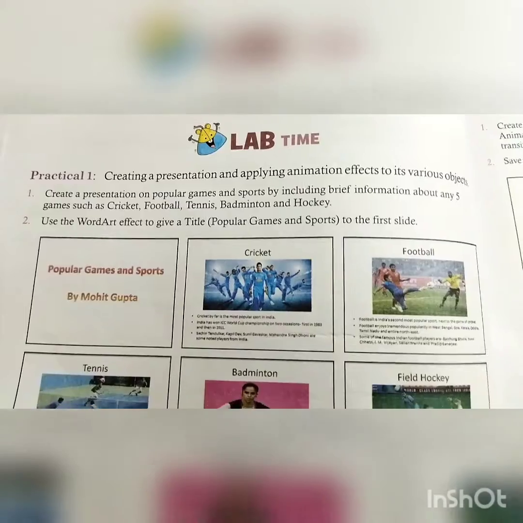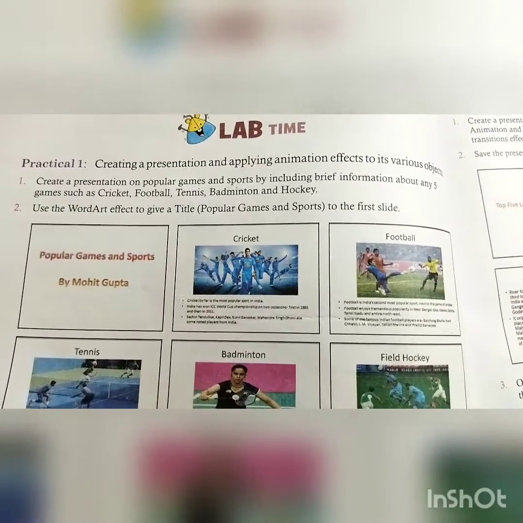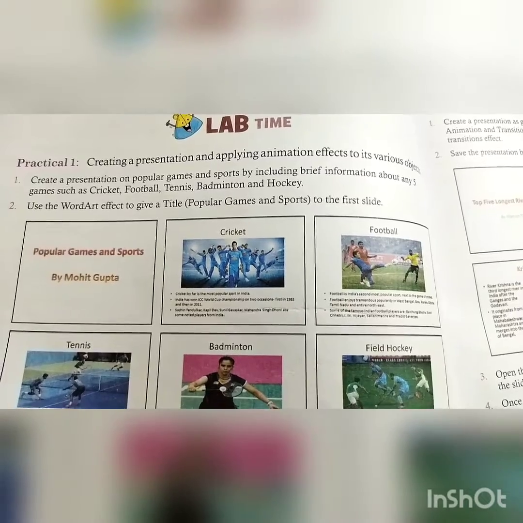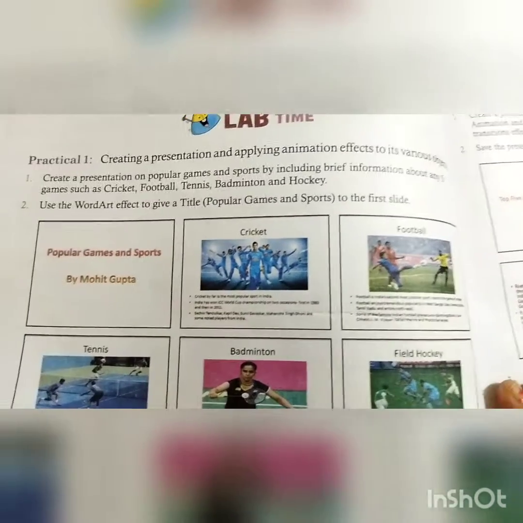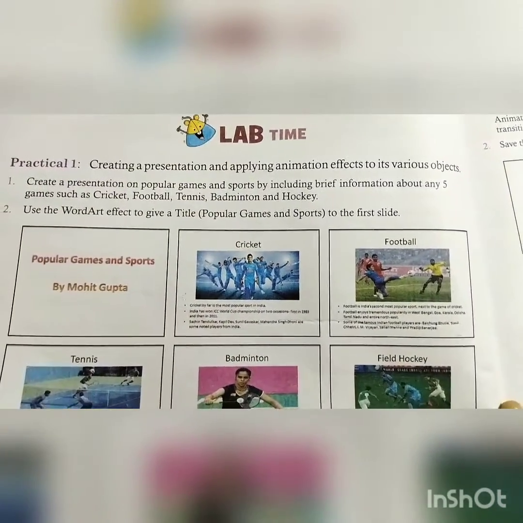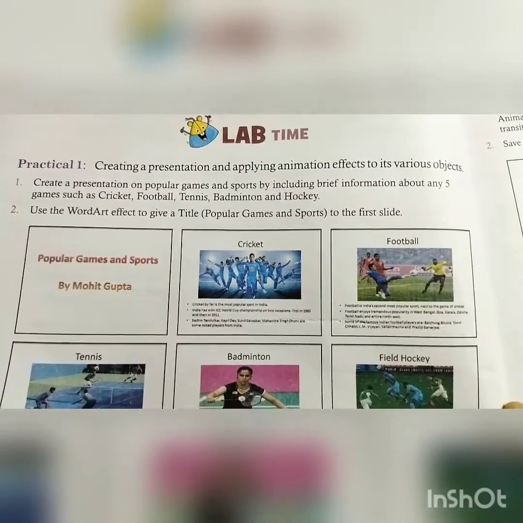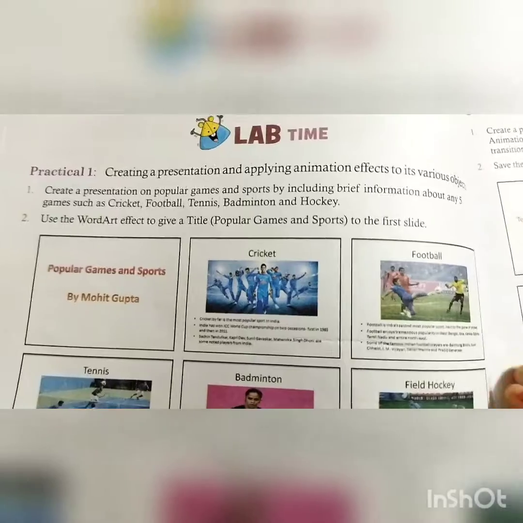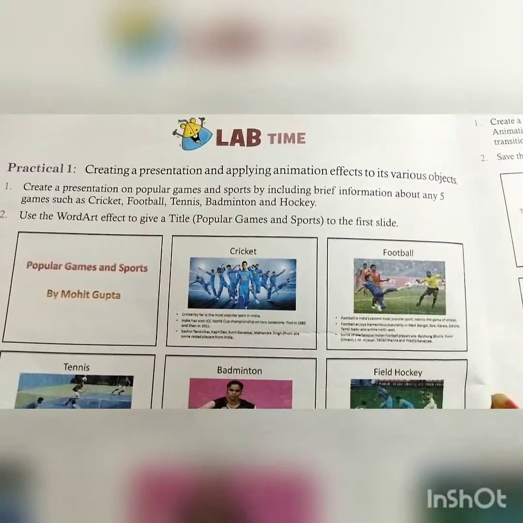Lab time activity. So students, just go through and do practice. The first question is a practical one: creating a presentation applying animation effects to various objects. First of all, you will create a presentation on popular games and sports by including brief information about any 5 games such as cricket, football, tennis, badminton and hockey.